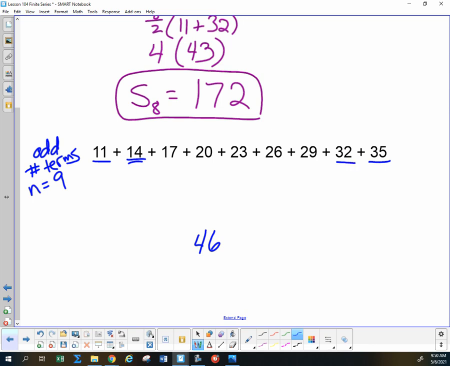14 plus 32, 46 again. 17 and 29, what's that? 46 again. 20 and 26 again. And what's that? 46, and that's all the pairs I can make, because I've got 1 left over, not 2 that I haven't used. So I've made 4 pairs of 46, right?